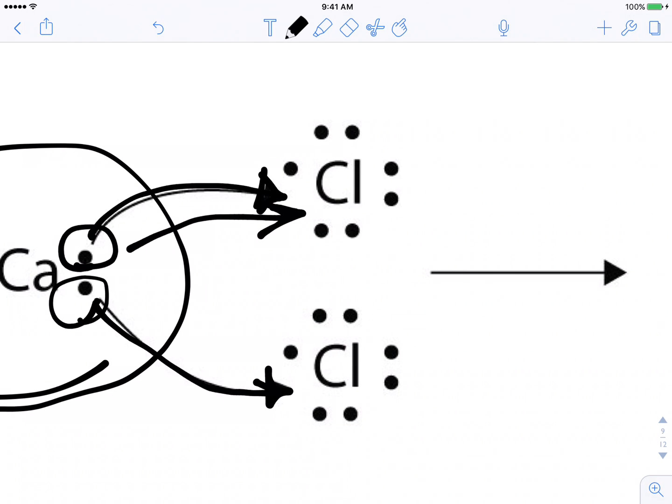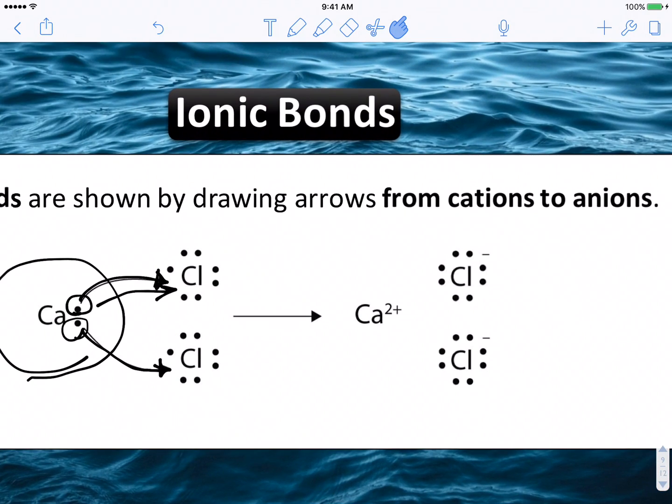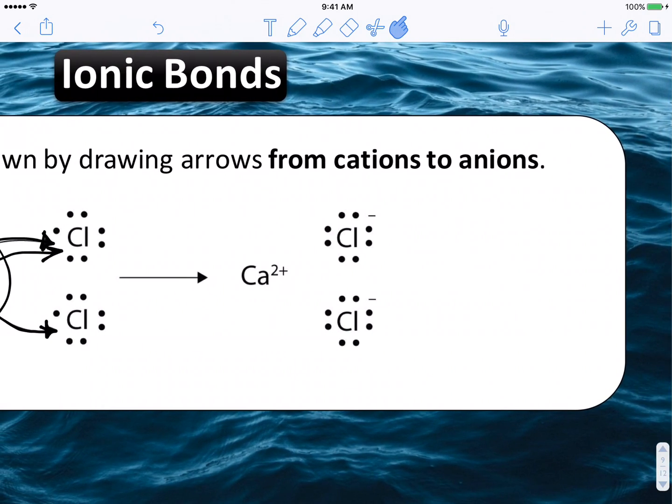So all you have to do is just draw arrows. So this is how we show it. We're going to draw a couple examples. Let's do magnesium oxide. Mg. So you start by doing the Lewis structures. Oxygen.